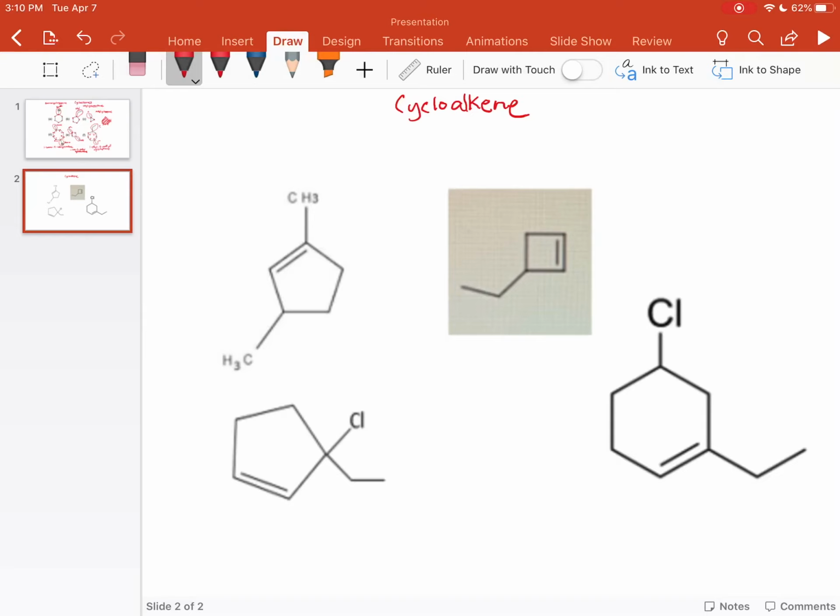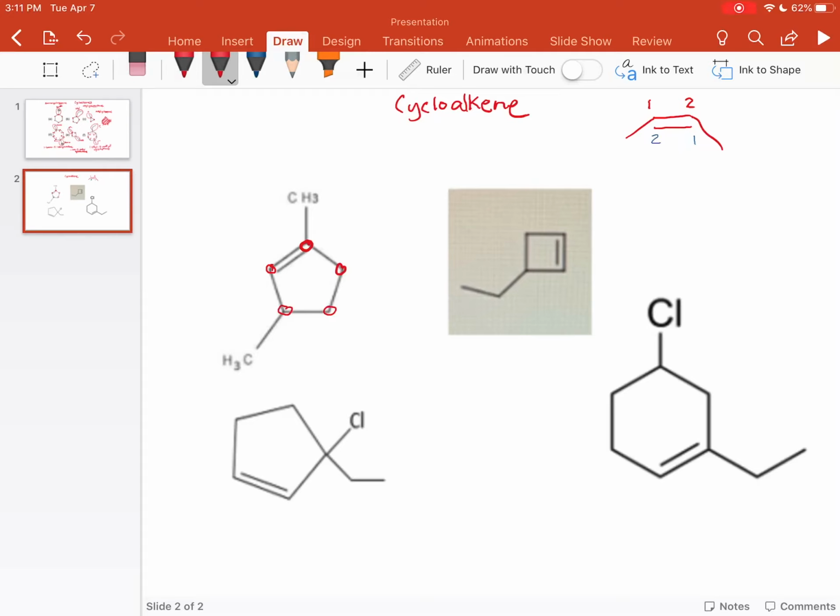And one of the rules is that the number 1 and the number 2 carbon have to jump across that double bond. So if this is the double bond, either this one has to be the number 1 and this one has to be the number 2, or this one has to be the number 1 and this one has to be the number 2. So the numbers 1 and 2 carbons have to jump across that double bond. And our goal is to have the lowest numbers possible.